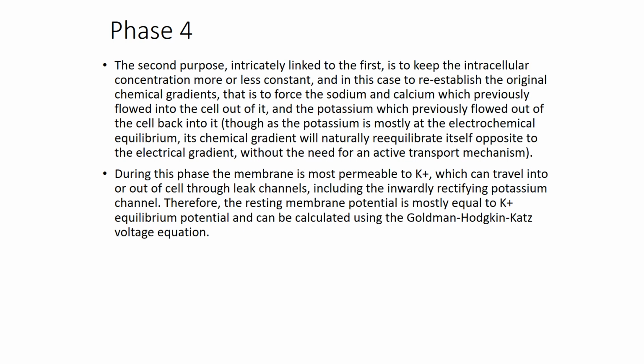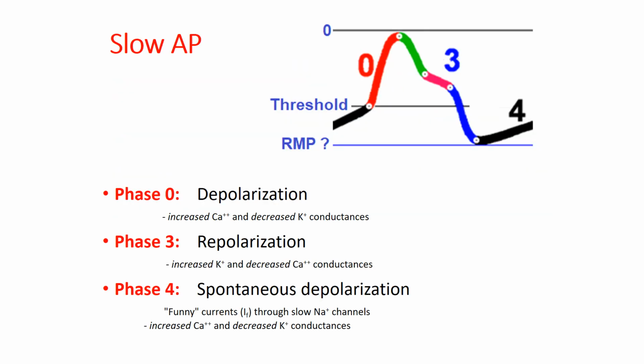During this phase the membrane is most permeable to potassium, which can travel into or out of the cell through leak channels, including the inwardly rectifying potassium channel. Therefore, the resting membrane potential is mostly equal to the potassium ion equilibrium potential and can be calculated using the Goldman-Hodgkin-Katz voltage equation.